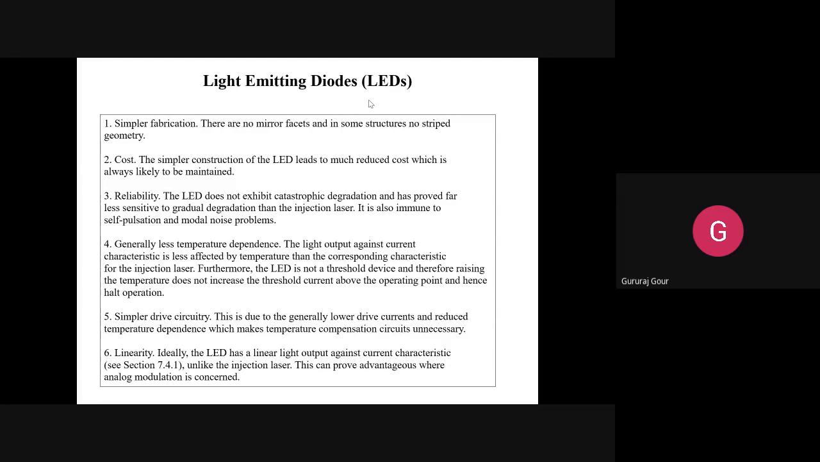So this emission of the photons which are falling within the critical angle, that is a cone, are allowed to emit. That one condition is becoming a useful asset for this LED. I think that is becoming one of the factors contributing for the LED operation to become less dependent on the temperature. And further, the LED is not a threshold device and therefore raising the temperature does not increase the threshold current above the operating point, hence halt operation.